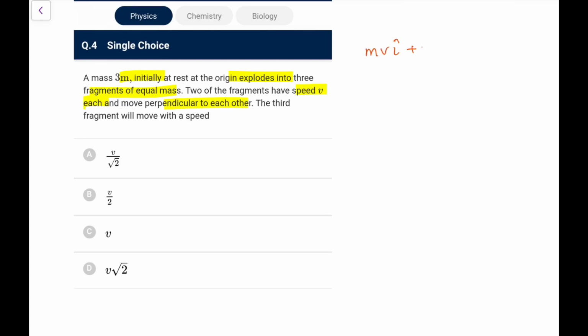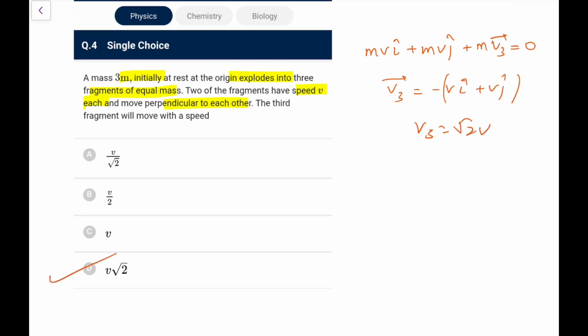Let's say the first one goes in plus x, the second one goes in y, the third one would be m into v3, and the total will be 0 because the CM will remain at rest because no external force acts. So directly you can do v3 is minus v i cap plus v j cap. So the magnitude of v3 is going to be v by root 2, that is going to be root 2 v. This is root 2 v, go for option D, again the easy one.